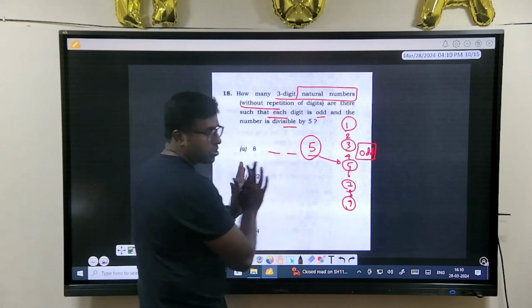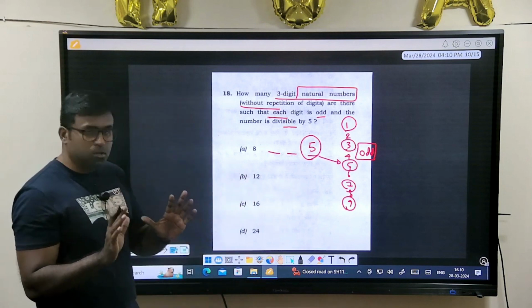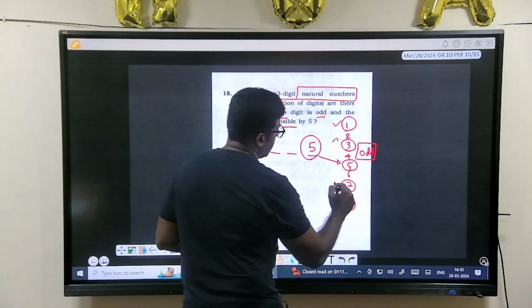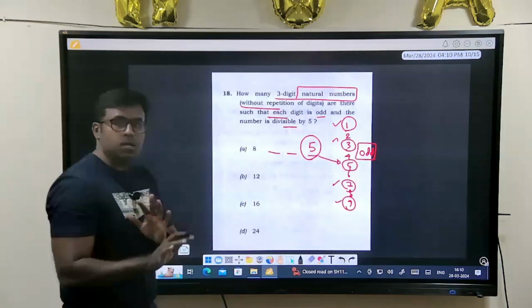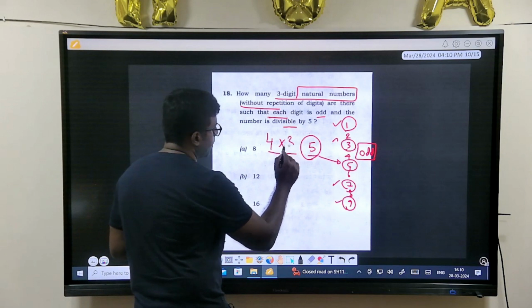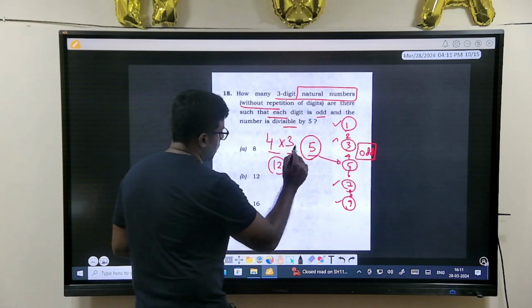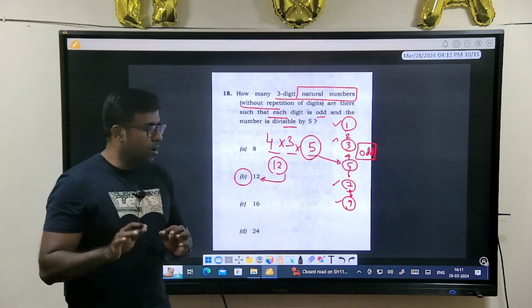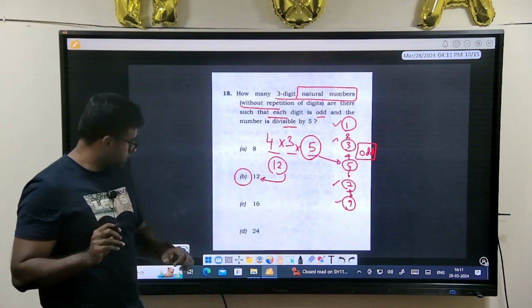Now 2 more positions are left. Those 2 positions can be filled by these numbers. It's a without repetition thing. So the 2 more positions can be filled by this. So the answer is 12. So this is the basic of permutation and combination.